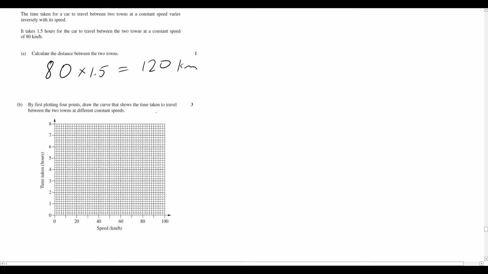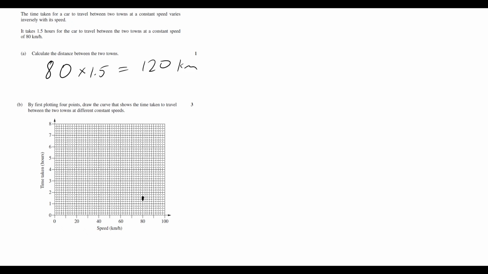So we know that if they're 120 kilometers from each other, what we can do now is look at how long it will take them for different speeds. So by first plotting 4 points, draw the curve that shows the time taken to travel between the two towns at a different constant speed. So, firstly, we know that if it's 80, it took 1.5 hours. So we can go and put that in right around there.